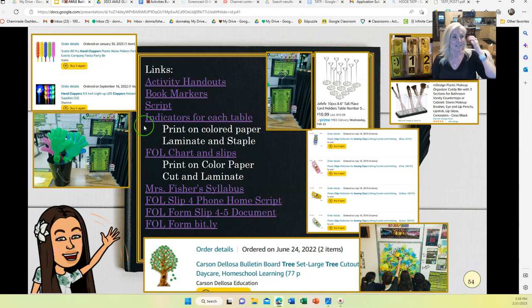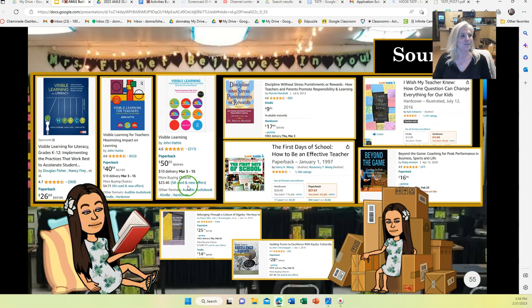Everything that I talked about today, there are links to everything online. Here's where I bought the different things on Amazon and how I created what I showed you, including that big tree, and all the different references that I referenced throughout. These are where those books came from.